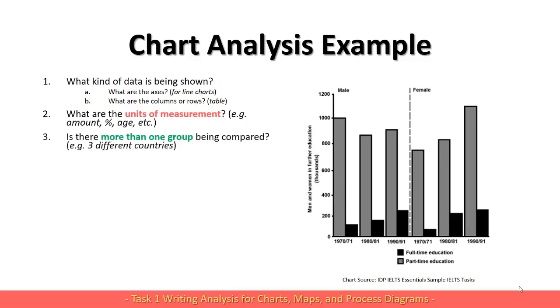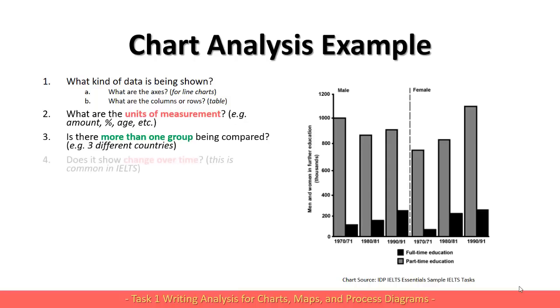Is there more than one group being compared? What do you think? Well, yes, there is more than one group being compared. In fact, we have a combination of different groups. On the left side of the chart, we have males. On the right side of the chart, we have females. And in the black is full-time education, and in the gray is part-time education. So many different groups that are going on here.